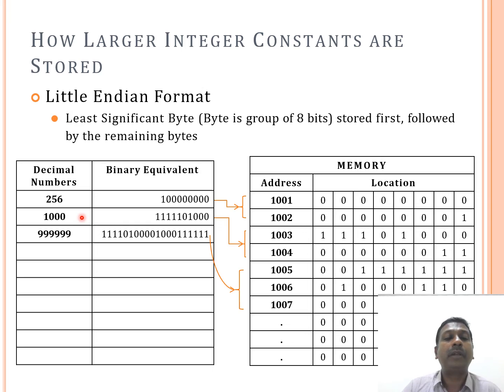Similarly, the integer number 1000 will be converted in binary as 111, 1101, 000. So the least significant 8 bits are stored in the first location. The most significant remaining bits are stored in the next location. So now the single data 256 is going to occupy two locations. It is addressed by 1001. 1000 is occupying two locations. It is addressed by 1003. Similarly, 999 is going to occupy three locations, and it is addressed by 1005. This is in case of Little Endian architecture.